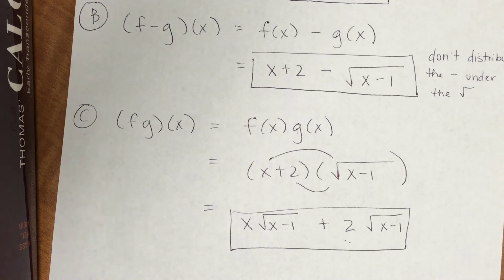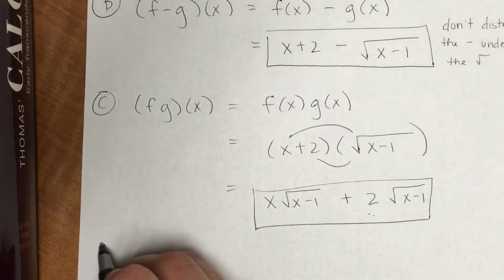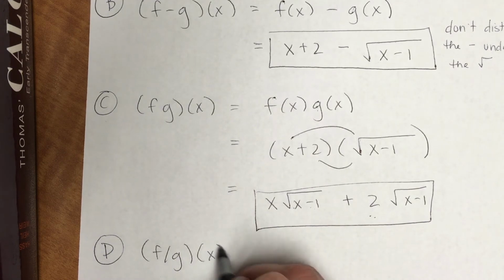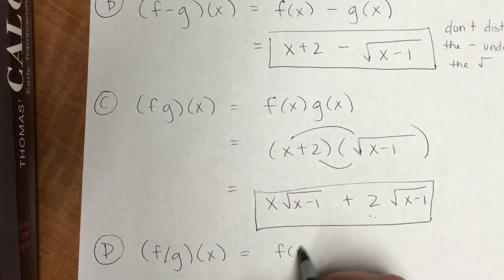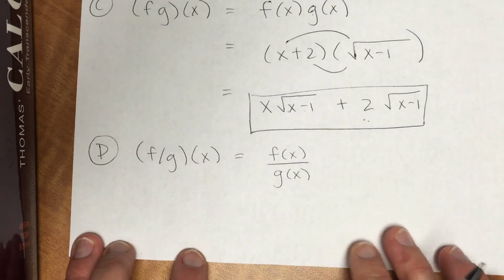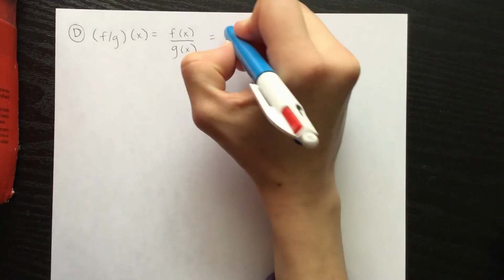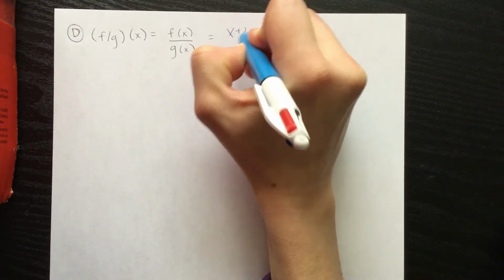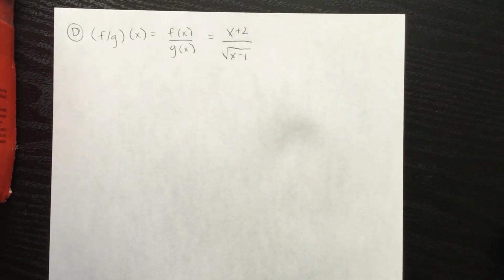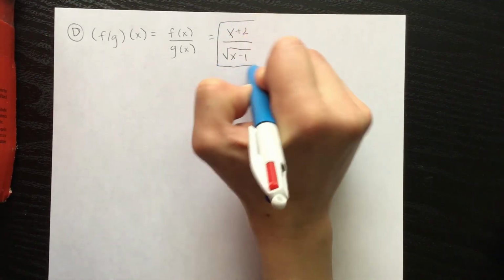Same thing for logs. You wouldn't distribute a negative into the parentheses of your logarithm, and you wouldn't distribute into an absolute value symbol. Okay, and then last, let's do division, and then we need to talk about domain, and then we'll be finished with this video, but I will also have a composition video for you. Okay, so f divided by g of x means you put your f function over your g function, and you don't have to rationalize it. We're done. Call it a day.